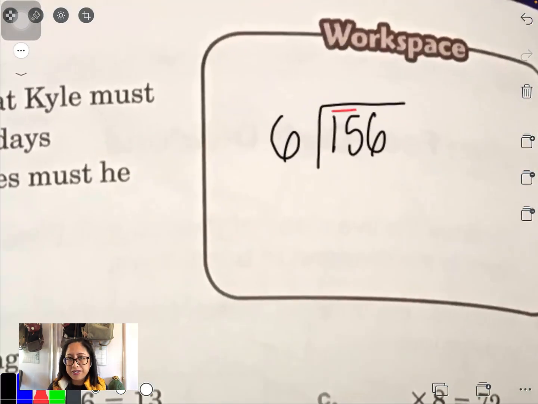15 divided by 6. 6, 12. I can do 18, but that's too big, so I'll do 2. 2 times 6 is 12. 15 take away 12 is 3. Drop the 6.